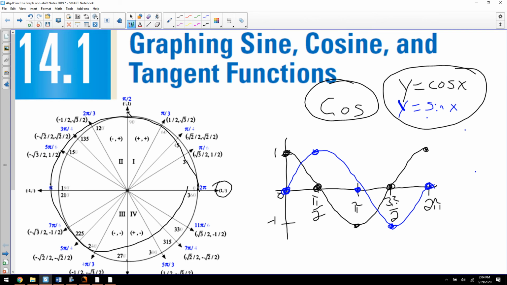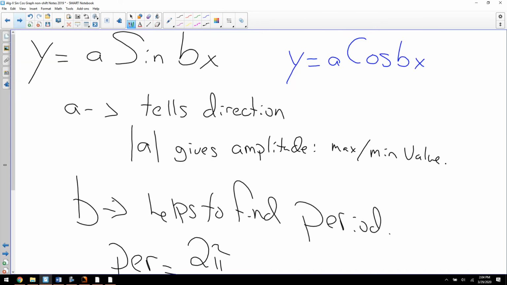So our sine and cosine graphs have some basic things to them. We're going to talk about y equals a sine of bx or a cosine of bx. This value of a that's up in front tells you the direction. Basically, if it's positive, it starts at 0 and then it moves up and does this. If it's negative, it would move down first and then up. We'll get to that as we come along later on.